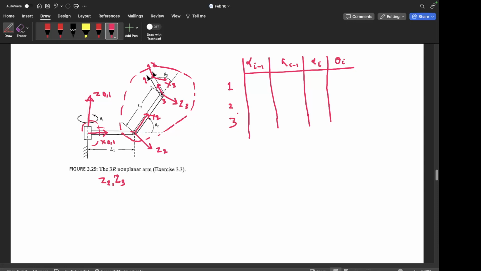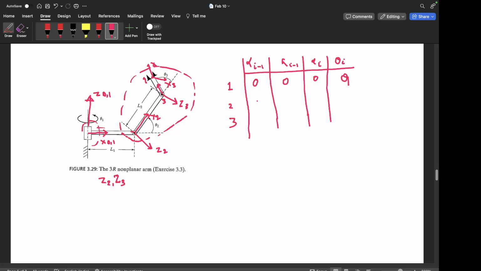So link twist. The first link twist is 0 because z0 and z1 are coincident. Length is 0. This is 0. And this is the angle between x0 and x1, so this will be theta 1.